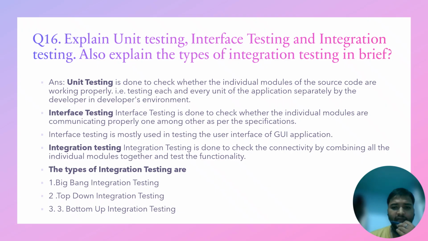Explain unit testing, interface testing, and integration testing. Also explain types of integration testing in brief. Unit testing is done to check whether the individual modules of the source code are working properly, testing each and every unit of the application separately by the developer in the developer's environment. Interface testing is done to check whether the individual modules are communicating properly with one another as per the specification. Interface testing is mostly used in testing user interface GUI applications.